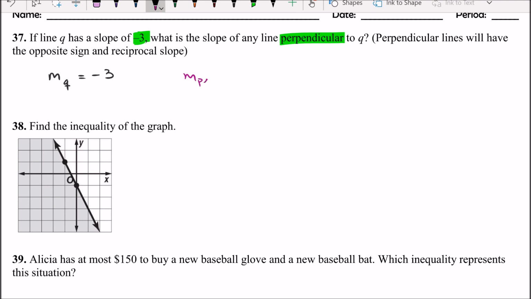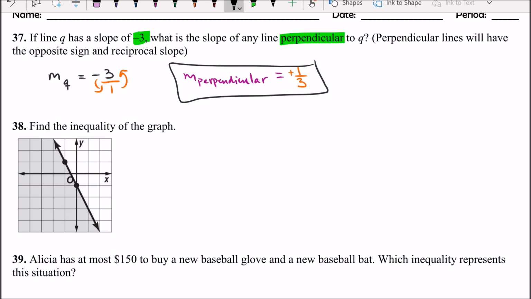M of the perpendicular will be, we're going to put 3 over 1. We're going to flip this. That will be 1 over 3. And we change the sign from negative to positive. If it was positive, then you would change it to negative. And that's it. So the slope is positive 1/3 as the final answer.